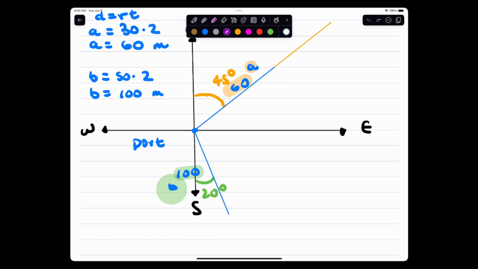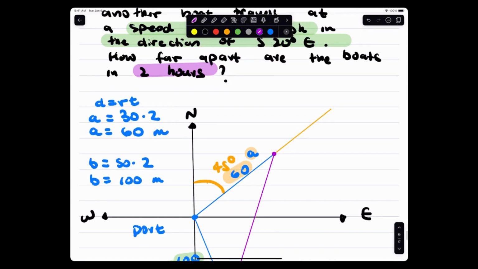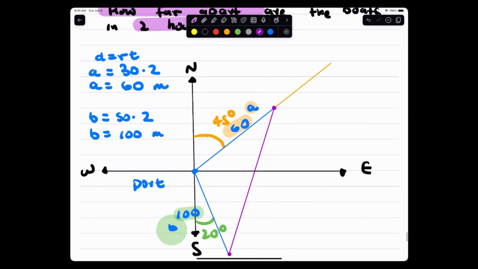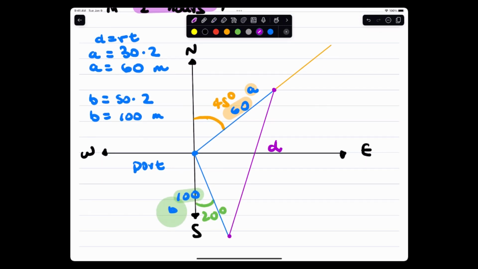If I just connect now these locations, I see I have a triangle. Is that true? And that's how far apart the boats are. That is the distance called D. And that's what they're asking for. How far apart are these boats?